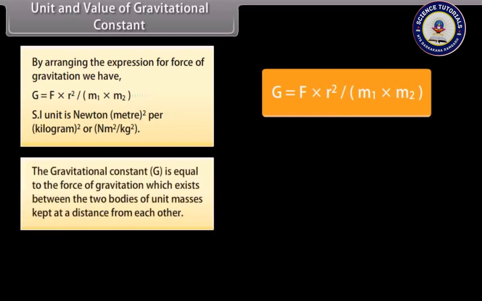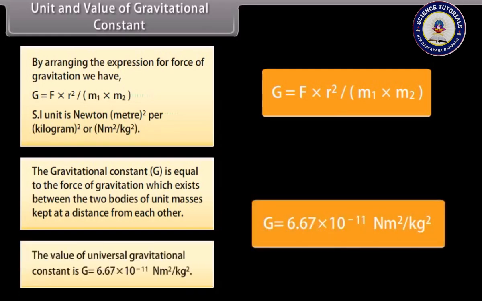The gravitational constant G is equal to the force of gravitation which exists between two bodies of unit masses kept at unit distance from each other. The value of universal gravitational constant is G equal to 6.67 into 10 raised to the power minus 11 Newton meter square per kg square.